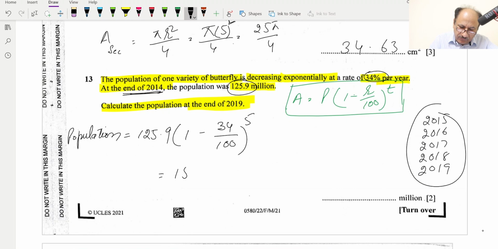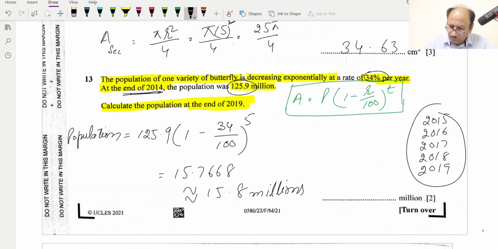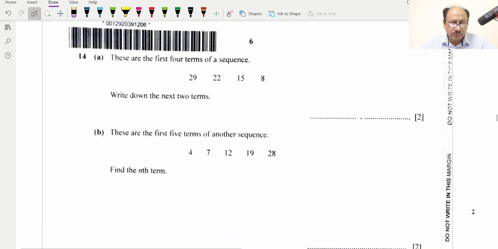15.7668. So we can round it to 15.8, and this will be in millions. So millions, so we can write 15.8. This will be our final answer to 3 marks question. Hopefully you understood this. Question number 14.